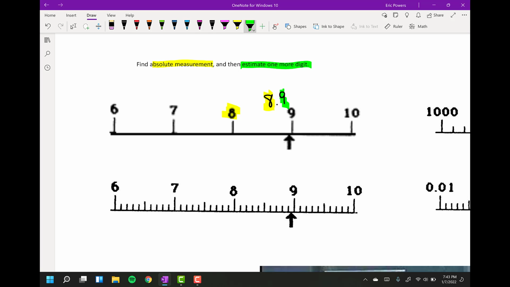But that's it. That's the last digit we can use. We cannot go to the hundredths place and say 8.92 or 8.93 or things like that. You can only use these two significant figures, or have two significant figures.